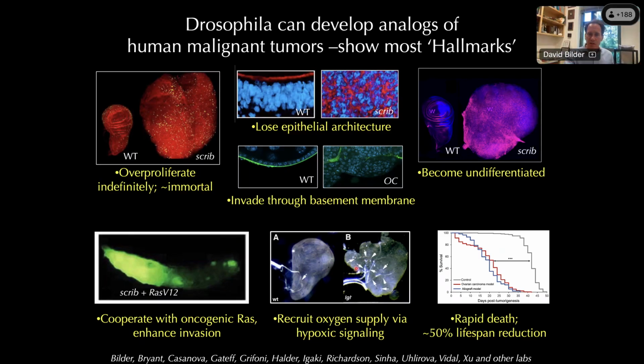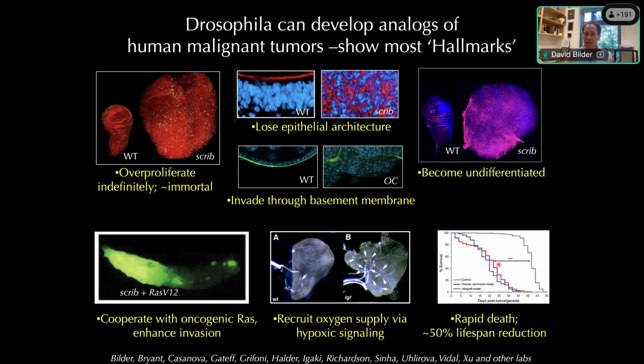This example in the middle down here is basically the fly version of neovascularization. So fly tumors, like human tumors, grow so they get hypoxic, and they need to recruit their own oxygen supply to continue to grow. Flies don't have a blood vasculature system, but they do have tubes that bring in oxygen from the environment. And the fly tumors recruit these oxygen-carrying tubules to provide oxygen to them through signaling pathways that are very similar to neovascularization in mammals. And finally, and critically, these fly tumors, like human tumors, are lethal. So in our models, they reduce the fly lifespan by about 50%.